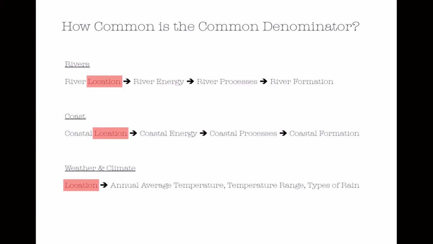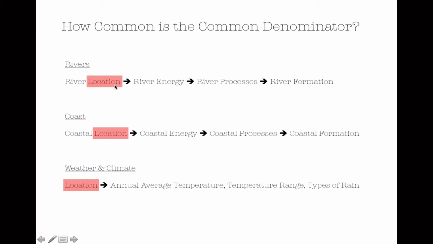So how common is the common denominator? Now, when I say it's a common denominator, it means that it goes beyond that topic of natural vegetation. Now, in geography, there are many topics. For instance, there's a topic on river. And river, when you talk about it, you can actually teach using the common denominator as well.